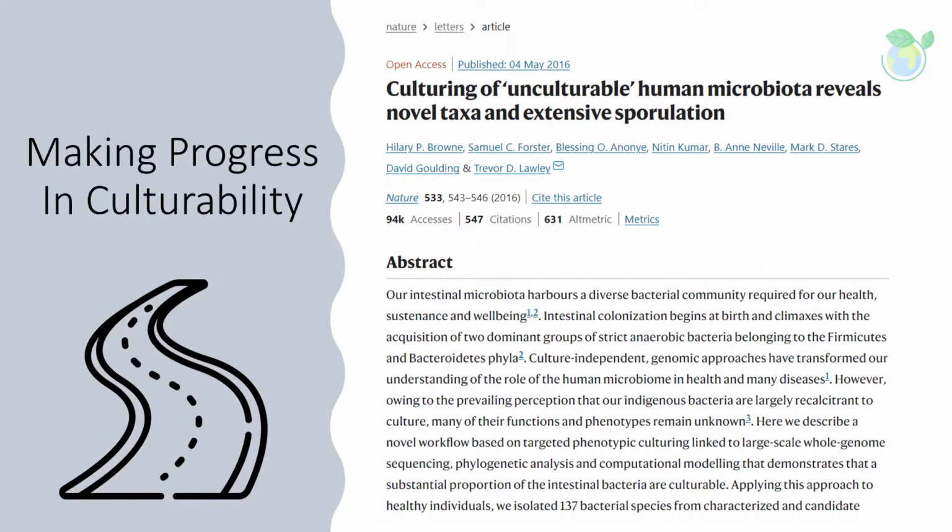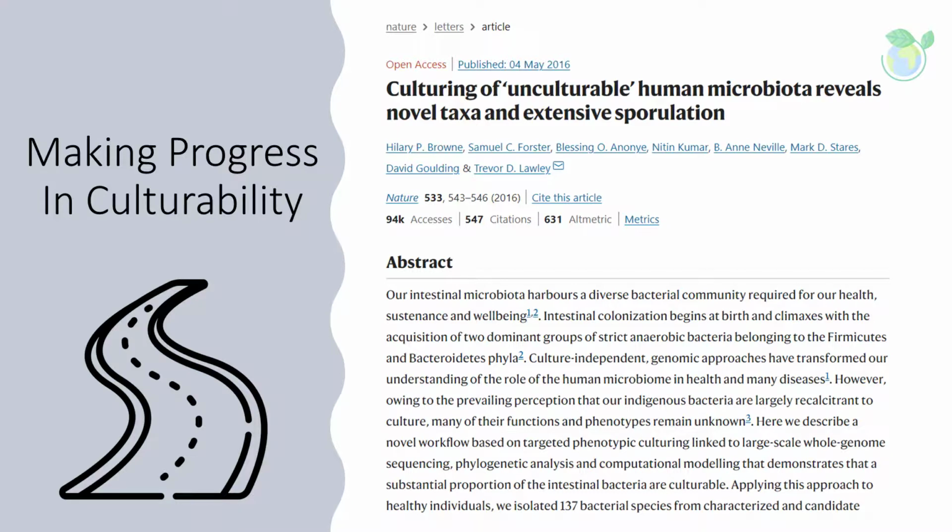The road ahead. It's about making progress in culturability. One of the challenging aspects is mapping the human intestinal microbiota, which comprises perhaps hundreds of bacterial species. Most of them are regarded as unculturable and have never been isolated in the laboratory.